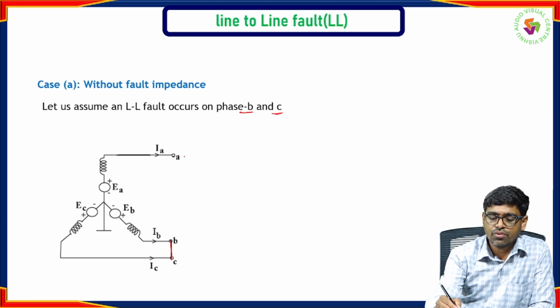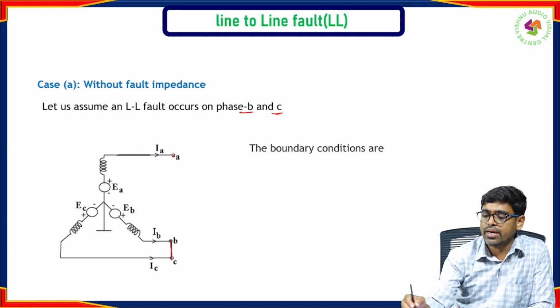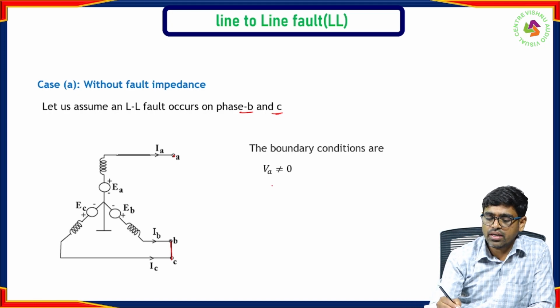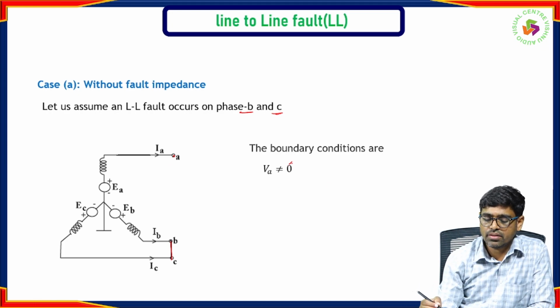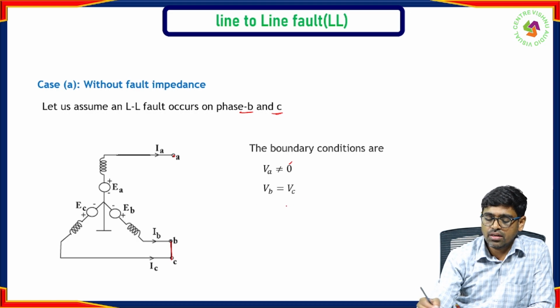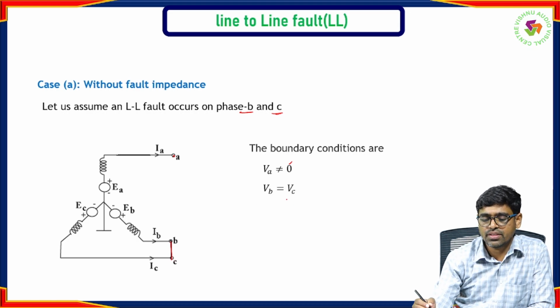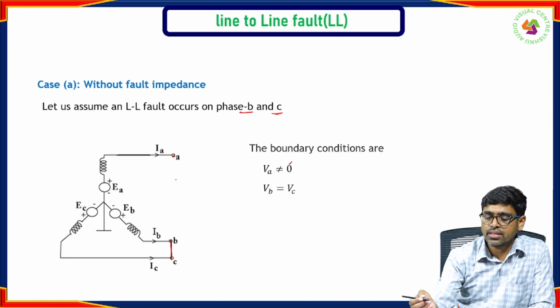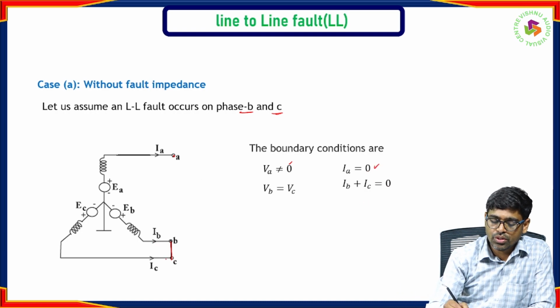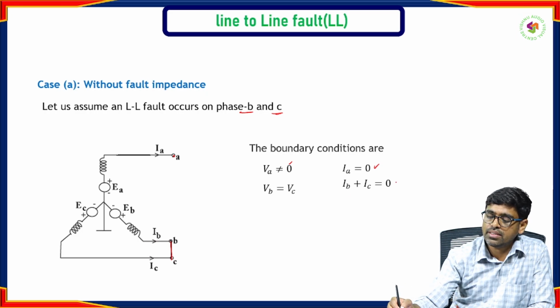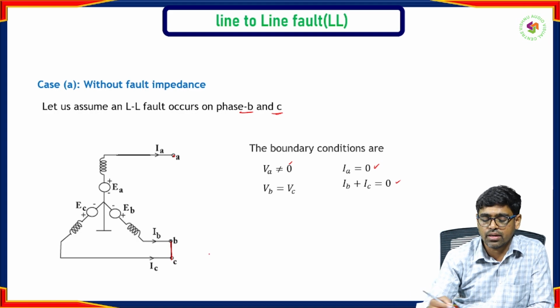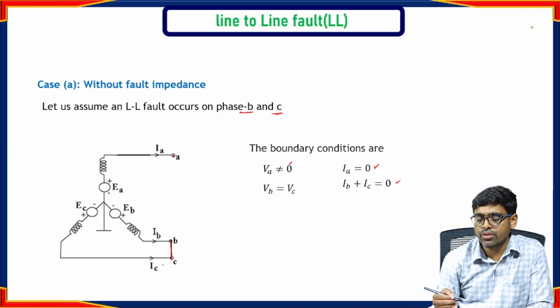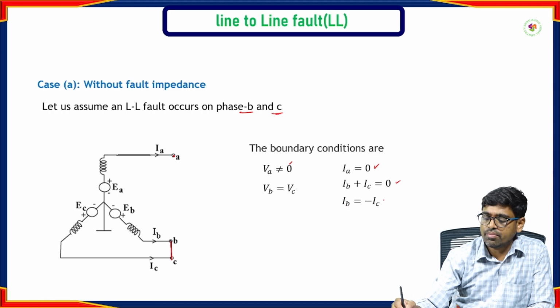Now we can see that IA is open circuited. Now we can write the boundary conditions. VA is not equal to 0 because it is an open circuit, and VB equal to VC. IA equals 0, and IB plus IC. These two currents are added. If you write a KCL here, two currents are entering and none is leaving, entry current equals leaving current. So IB plus IC equal to 0. Then IB is nothing but minus IC.